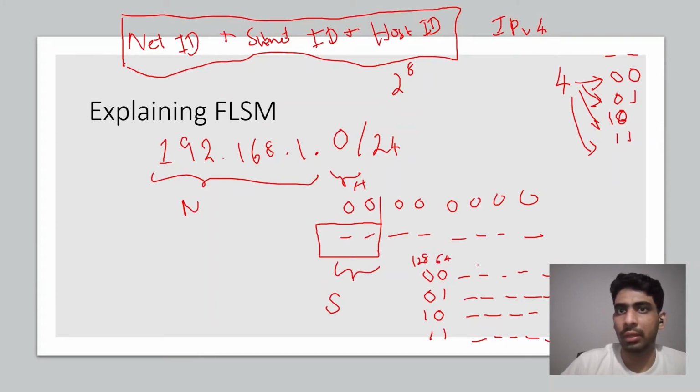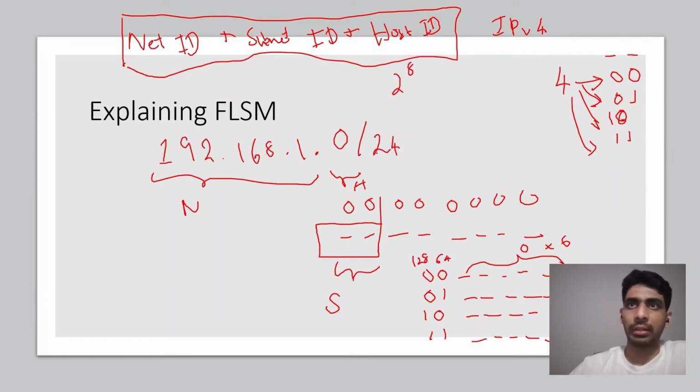So as all the network addresses will have the host bits as 0, all these will be zeros, 6 zeros. So we can identify the value of these 2 with these 6 zeros. So the network addresses of the new 4 subnets will be 192.168.1 dot, then we have to calculate this.